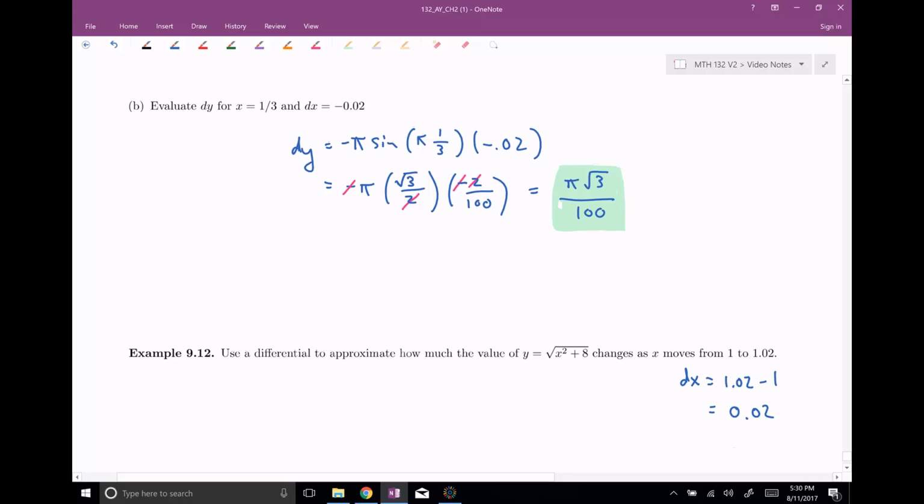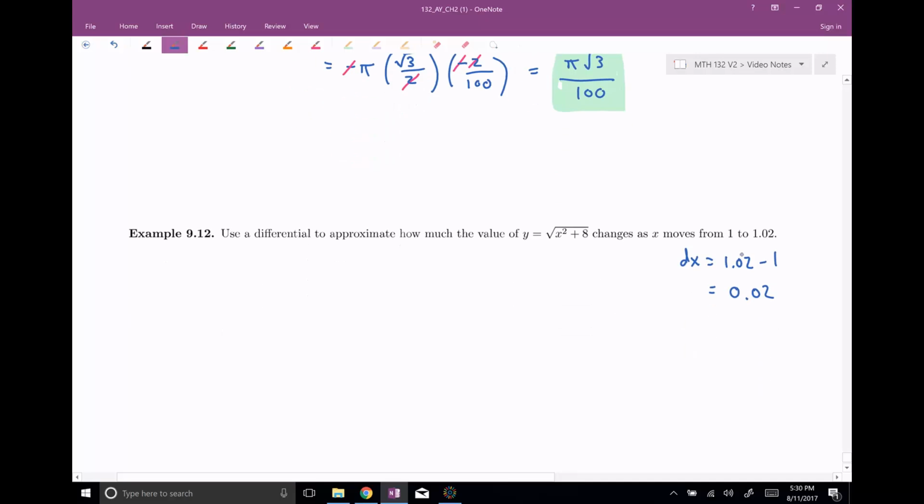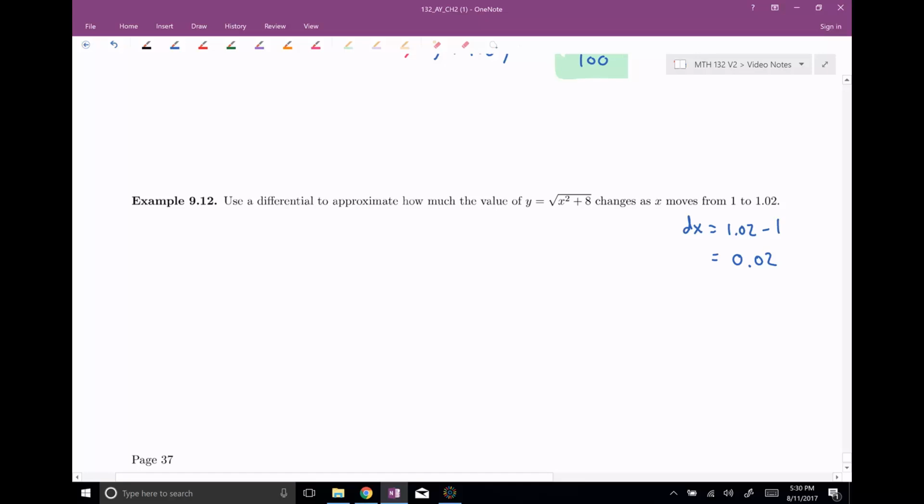So a little bit different than the last one. Here we went in the negative direction, so we ended at a value smaller than 1/3. Here we ended at a value greater than 1, so we went in the positive direction. So there's our dx value. Let's go ahead and calculate dy, and dy is going to be f prime of x times dx. Luckily, I just figured out what my dx is.